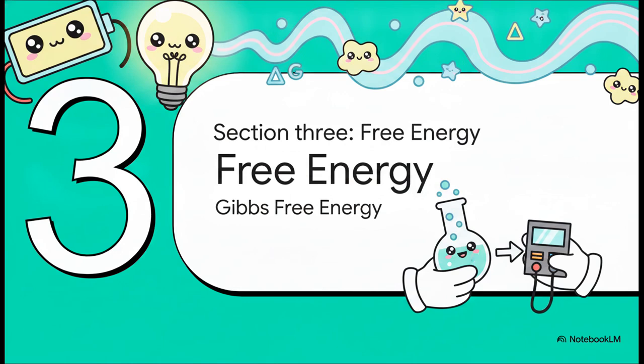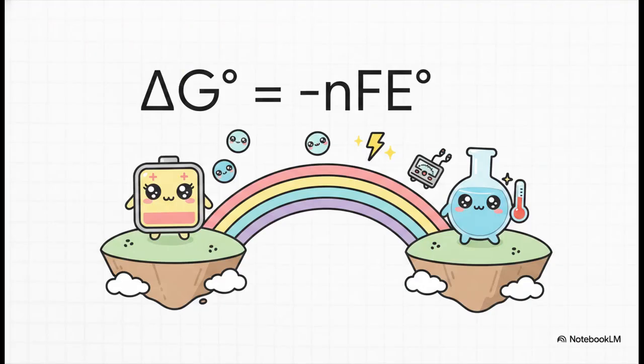Section 3. Free energy. Let's tie that cell voltage we just calculated directly to thermodynamic favorability using our good old friend Gibbs free energy. Here's a rule of thumb you absolutely need to memorize for exam day. Standard Gibbs free energy, delta G, equals negative N times Faraday's constant times the standard cell voltage. That N represents the moles of electrons transferred in your balanced equation, and Faraday's constant F is 96,485 coulombs per mole of electrons. This single equation is literally the ultimate bridge linking electrochemistry straight over to thermodynamics.